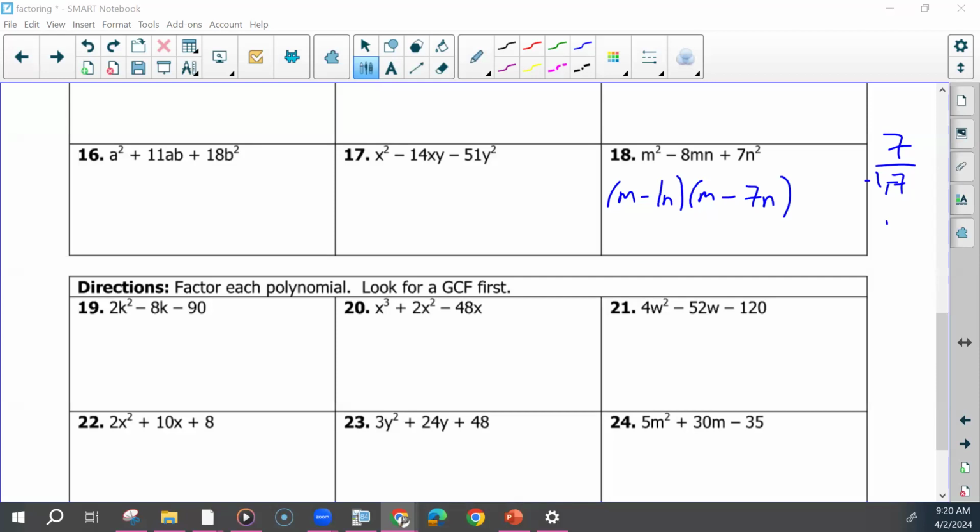Questions on 18 or other questions, 8, 10, 12? So we want to see you go over. 17. 17 is not like those, but we can still do that one. Okay. So find factors of 51.